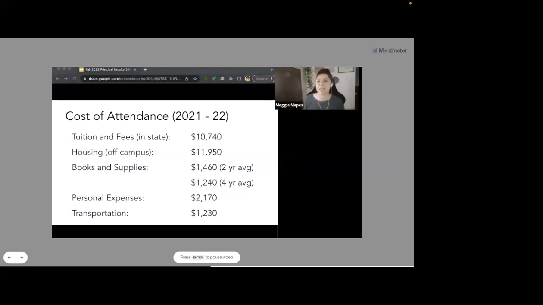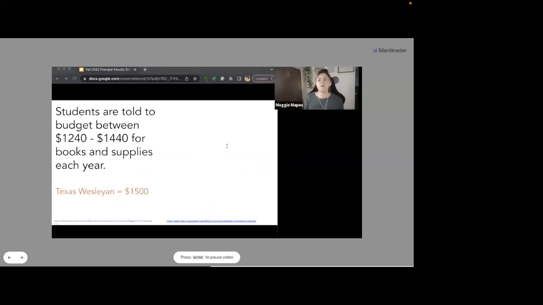We're going to be talking about books and supplies, and that's because it's something that often faculty and staff can do something about. So even if tuition is free or low cost, there are still other substantial costs that students face. And so I know you're wondering, okay, but what exactly are students paying for books? What are they really paying? And we know the answer to that because the federal government does mandate a cost of attendance for certain categories, and books and supplies are one of those.